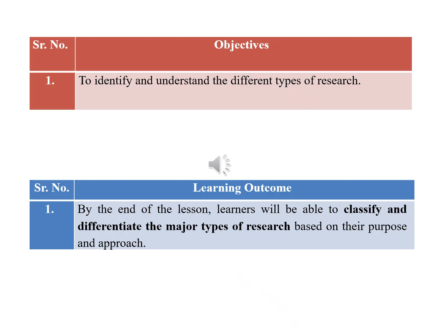So students, let's see the objective of this particular topic. The objective is to identify and understand the different types of research, and the learning outcome is that students are able to classify and differentiate the major types of research based on their purpose and approach.